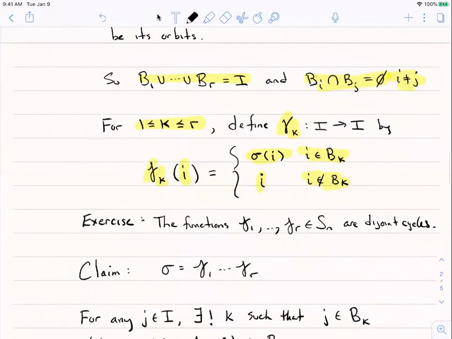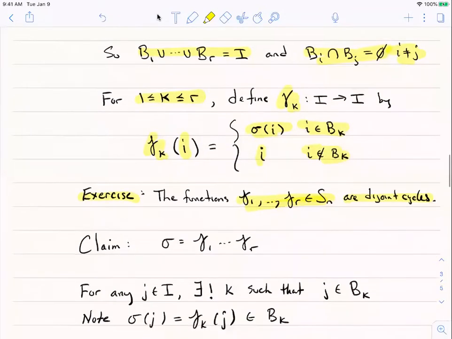That's how I'm defining these gamma sub k's. I'm going to leave it as an exercise to you that those things are actually permutations, and they're disjoint, and they're cycles. They were cooked up to have one orbit each. They were cooked up to be disjoint because I'm using the orbits to make them, and the orbits are disjoint. And you have to show that they're one-to-one and onto, that they're permutations. So we can talk about it in an office hour, but I'm just going to move on now.